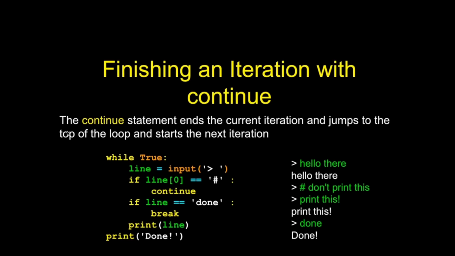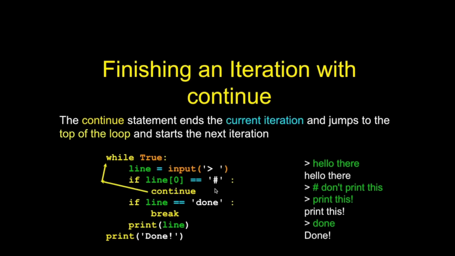Continue is another loop control statement, but it works differently than break. So break says get out of this loop. Continue effectively says stop this iteration. We're done with this iteration. And so continue says go back up to the top of the loop.